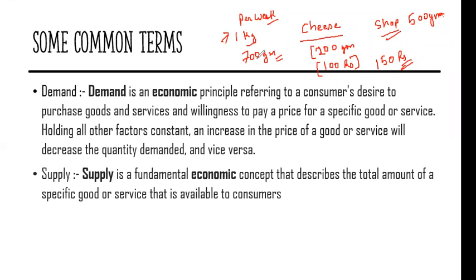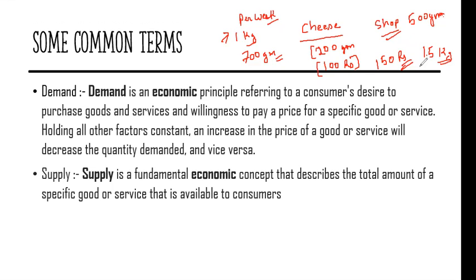Okay. Now, suppose instead of 500 grams, the shopkeeper has 1.5 kg, and you only need 1 kg. Then what will happen? Think about it. Now, is demand more than supply or less than supply? Less, right? Demand is less than supply.